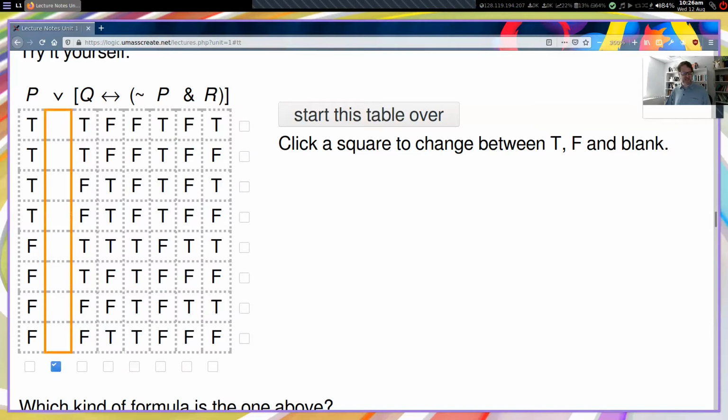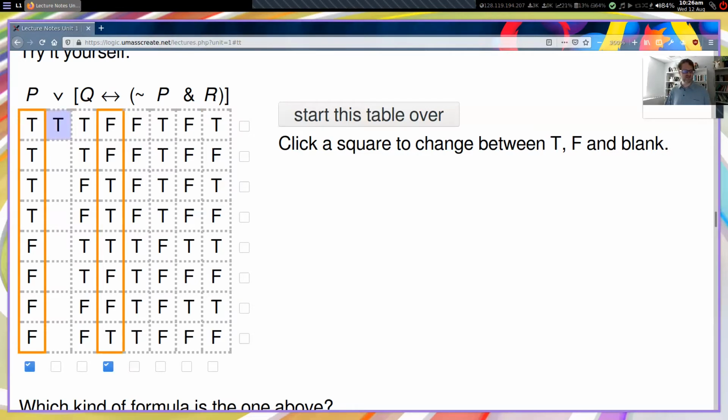I'm going to use that together with this first column to figure out the truth or falsity of the or. So when one side's true, it's true. True or false is true. True or false is true. True or true is true. True or true is true. False or true is true. False or false is false. False or false is false. False or true is true.